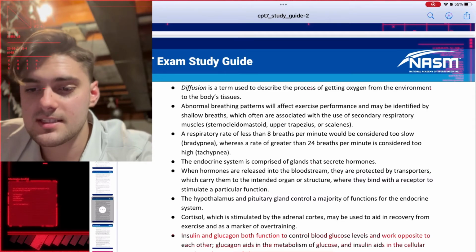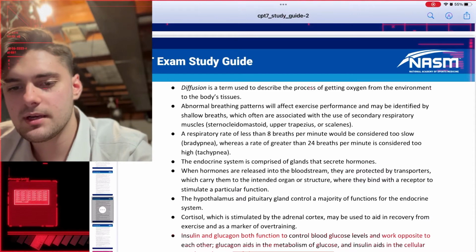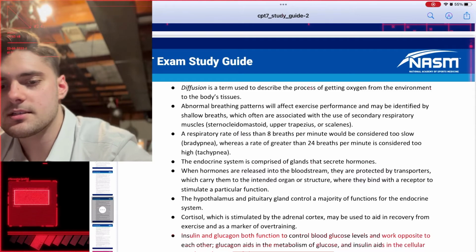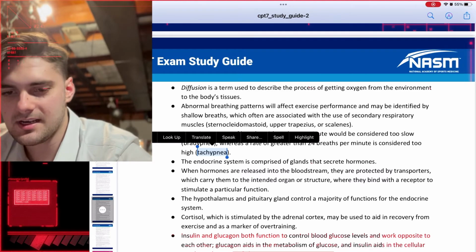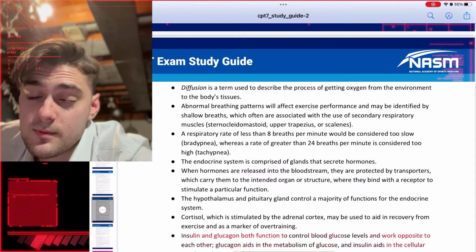A respiratory rate of less than 8 breaths per minute would be considered too slow. Bradypnea, whereas a rate greater than 24 breaths per minute is considered too high. Tachypnea. I don't think I'm saying that right, by the way.